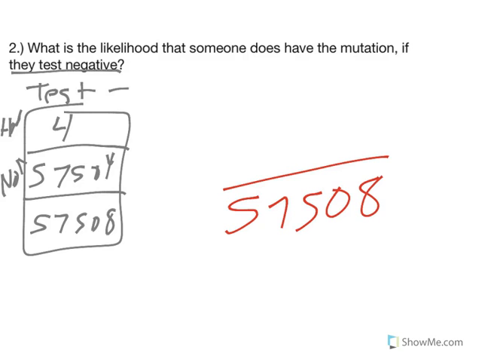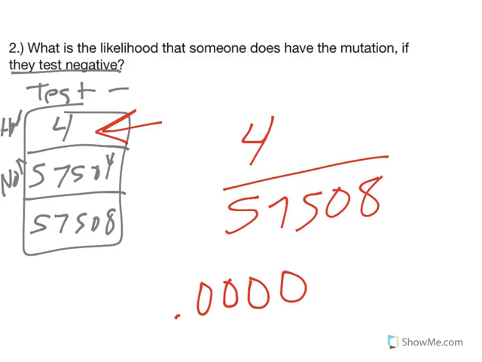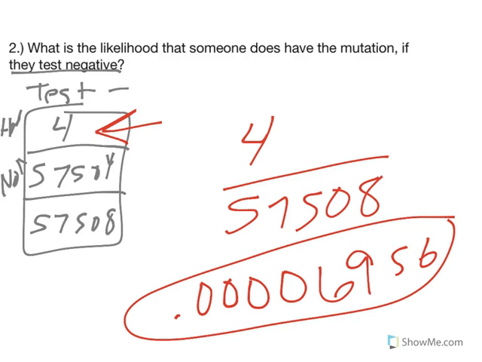So what's the likelihood that they have the mutation? 4 out of 57,508, and as a decimal, it's 0.00006956. That is super small, super small. So if you test negative, it is highly unlikely that you have the mutation.